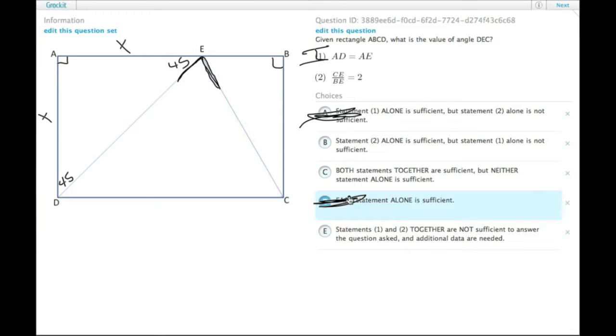Statement 2 tells us that CE over BE equals 2. Use red. So CE, which is this length here, we will call this 2x, and then BE will equal x, or we'll call it A. It doesn't really even matter what variable we use. I just don't want to use x because I don't want this to be confusing. These are not the same distances as the x's we have over here.